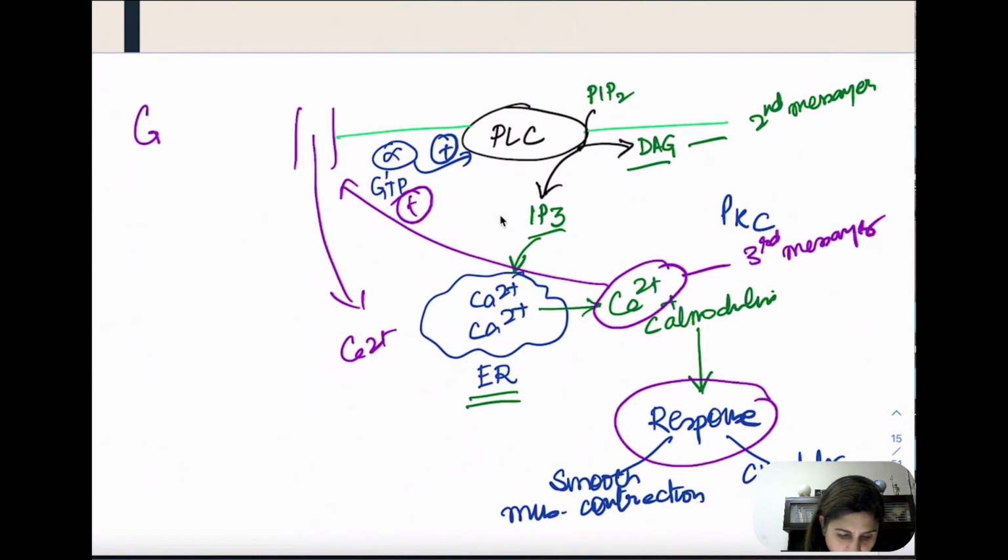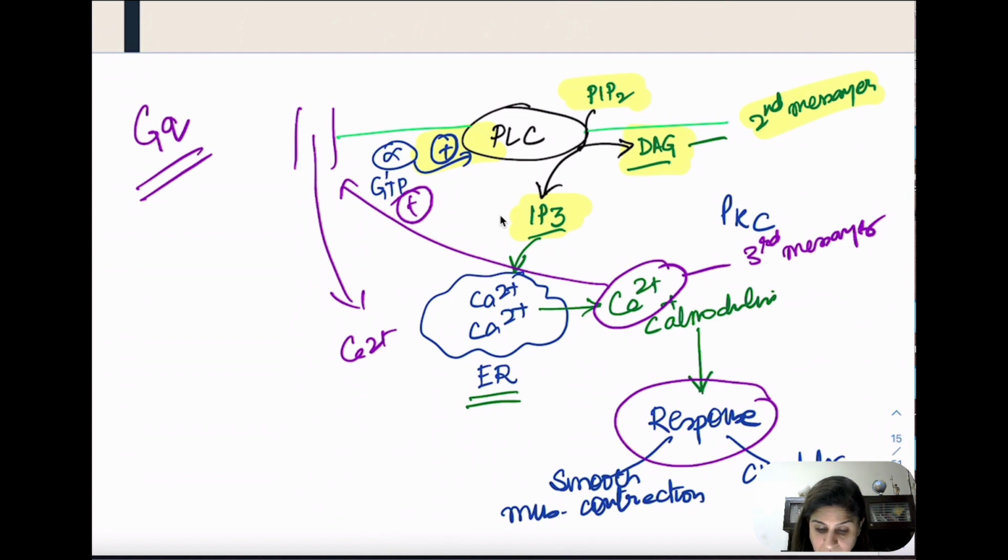Right here, this is Gq. It has a totally different mechanism than the above, and here the alpha is going to stimulate the phospholipase C, which is present in the cell membrane. There, the membrane PIP2 divides into two, IP3 and DAG. So both of them are the second messengers here. Okay?